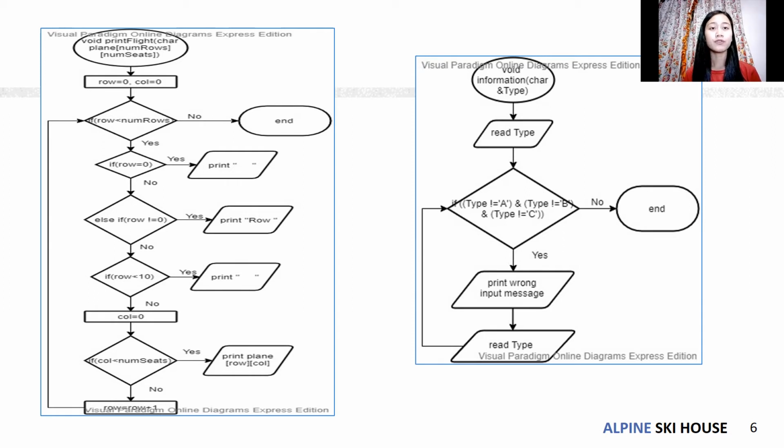The flow direction from the process box is going back to the first decision making or decision box.